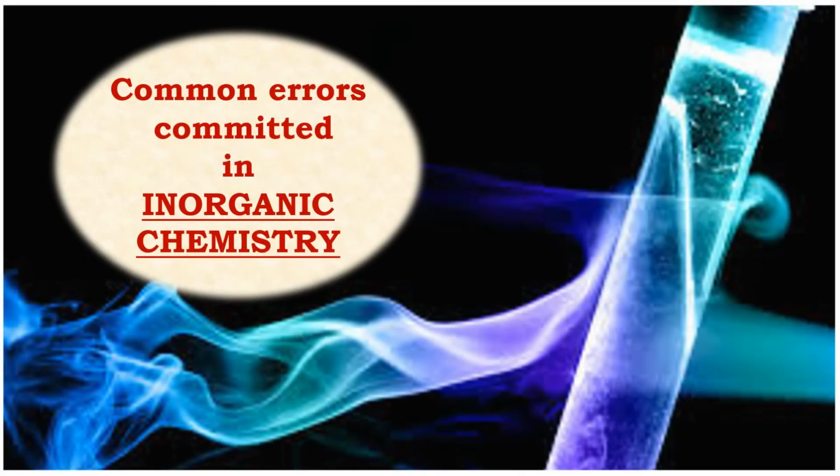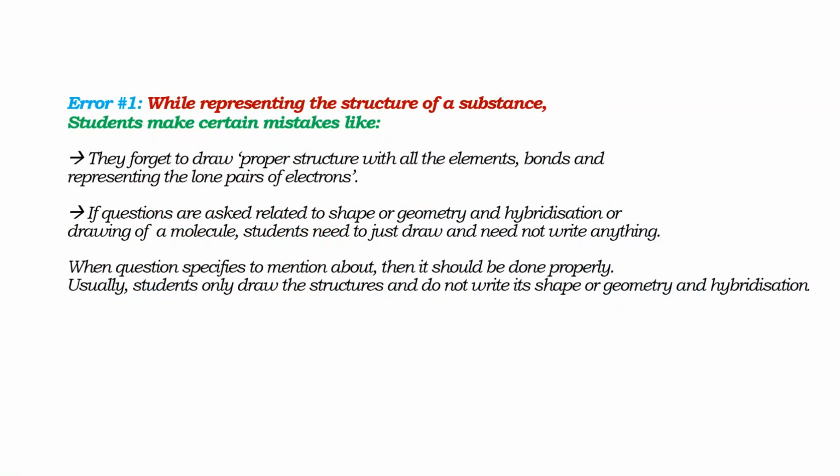Common errors committed in inorganic chemistry. Error number 1. While representing the structure of a substance, students make certain mistakes, like they forget to draw the proper structure with all the elements, bonds and representing the lone pair of electrons. If the questions are asked related to the shape or geometry or hybridization or drawing of a molecule, students need to just draw and need not write anything. When the question specifies to mention about, then it should be done properly. Usually the students only draw the structures and do not write its shape or geometry or hybridization.